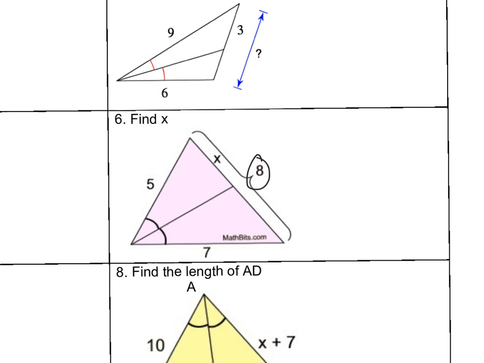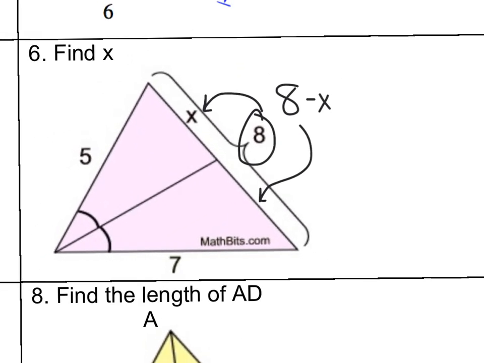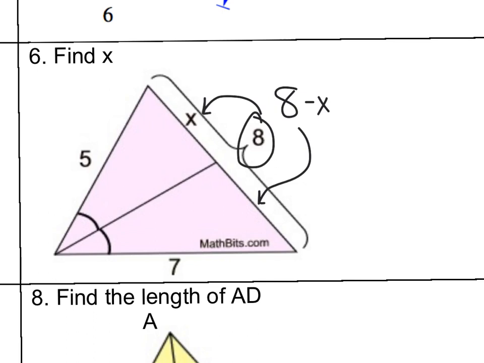Here's the issue. You have the length of a whole segment. And you know that the piece of your segment is x, which means that your missing piece has to be 8 minus x, because we do whole minus our part. So our proportion for this example would look like this. 5 over x, because the 5 lines up with your x, equals 7 over 8 minus x.